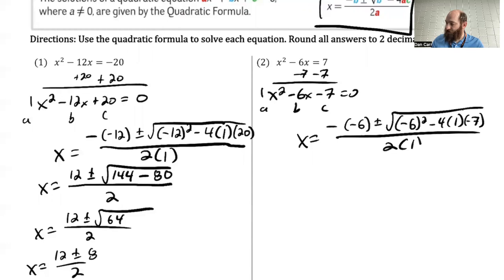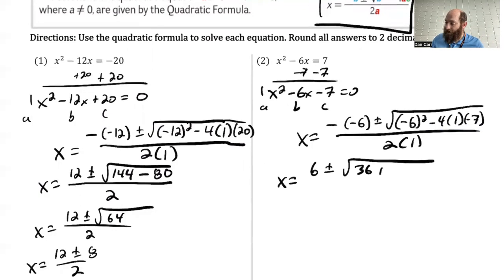All over 2 times a. Whoops, I did an extra one there. All right, so the opposite of -6 is +6. -6 squared is +36. Again, this is why I like to think of it as 3 numbers multiplied together: negative, positive, negative. I should have a positive number in the end. So -4 times +1 times -7 is going to give me +28, all over 2.